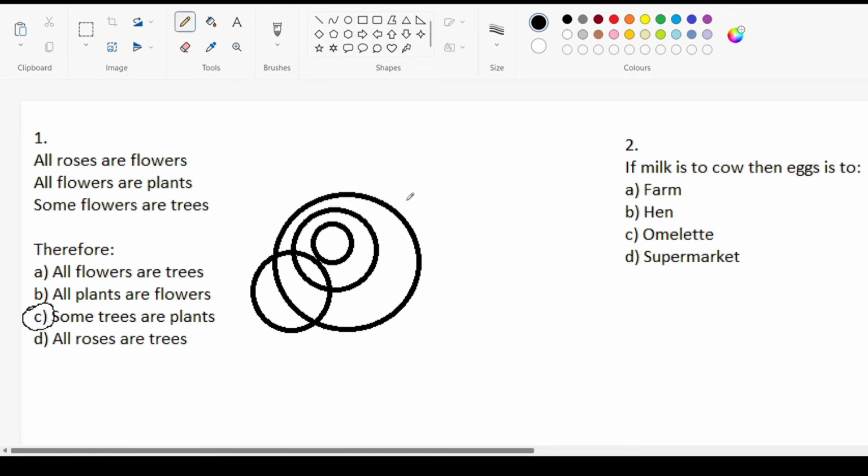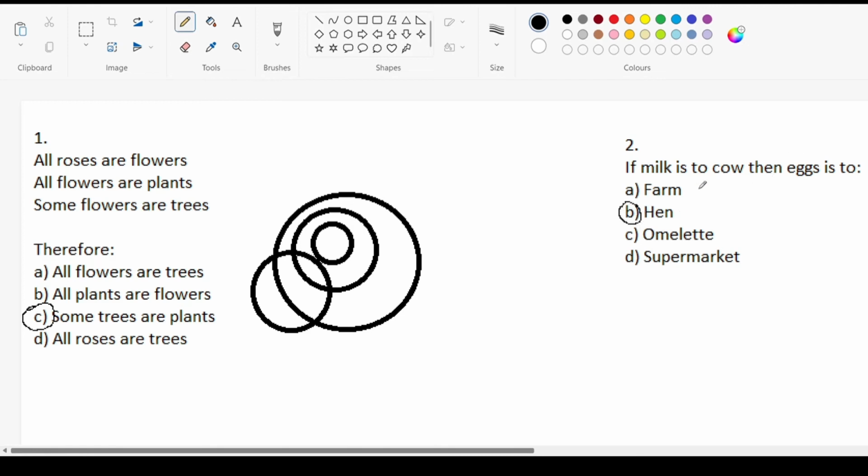Now question 2. If milk is to cow, then eggs is to... As you can see, you have to find a relationship between milk and cow. So cow gives milk, then eggs is to what gives eggs? Farm. You can get eggs at a farm, but that's a location, not an animal. Hen is an animal that gives eggs, so it would be B.